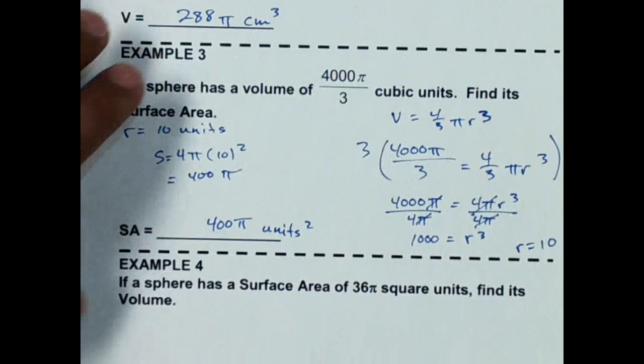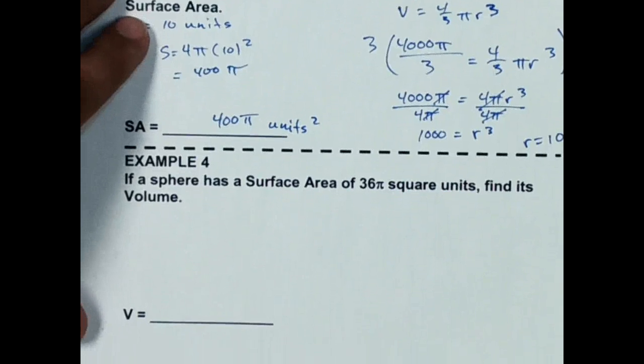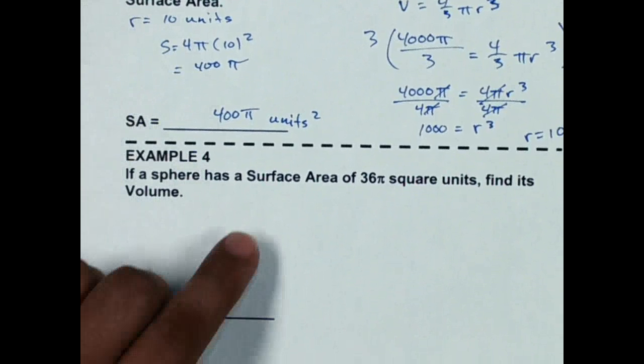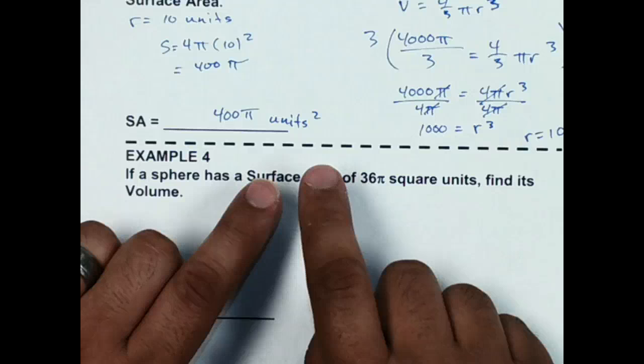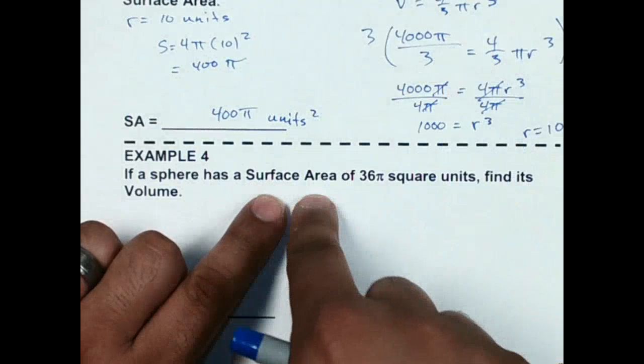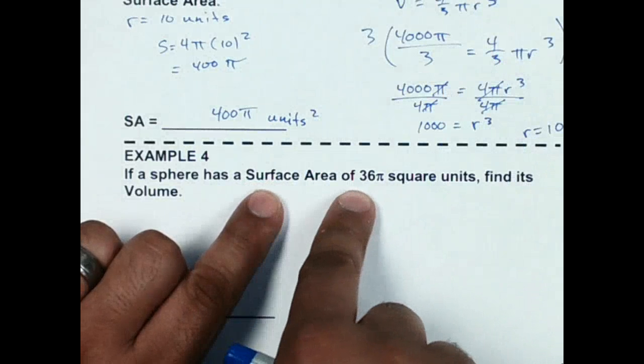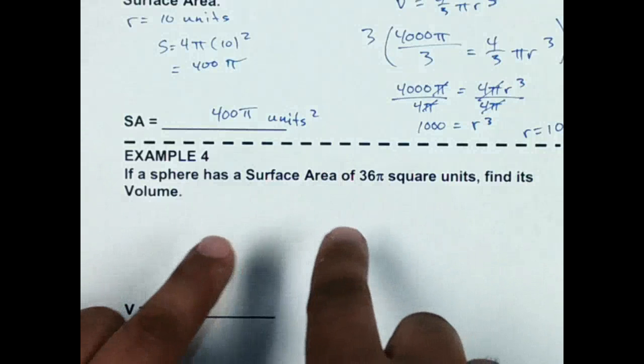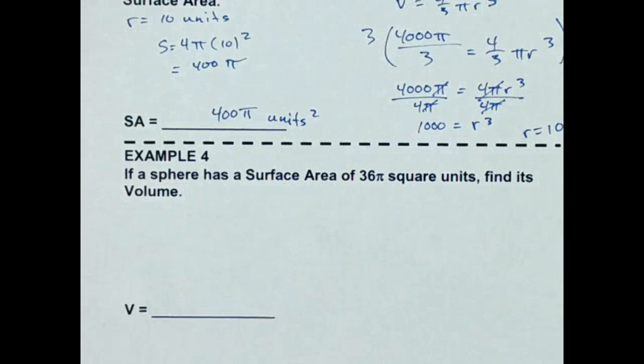Okay. Number 4, I'm going to leave that one up to you. Same idea, except instead of using the volume formula first, I'm going to use the surface area formula first, and then use that to find the radius, and then plug that in for the volume. So I'll leave that one up to you.